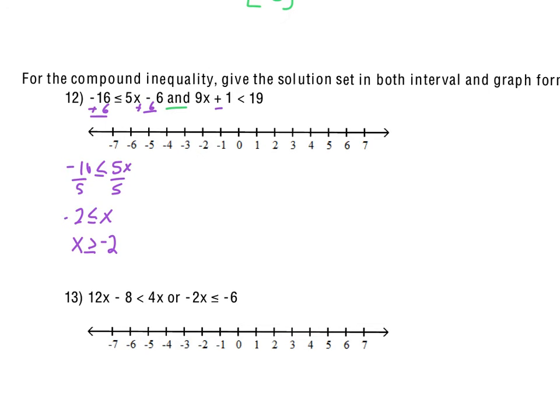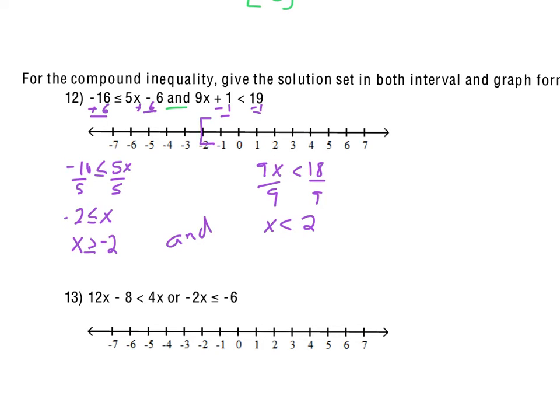Do the same sort of thing here, subtract the 1. We get 9x is less than 18. Divide by a positive 9, x is less than 2. So we have x is greater than or equal to negative 2, and x is less than 2. So those should come together just fine.